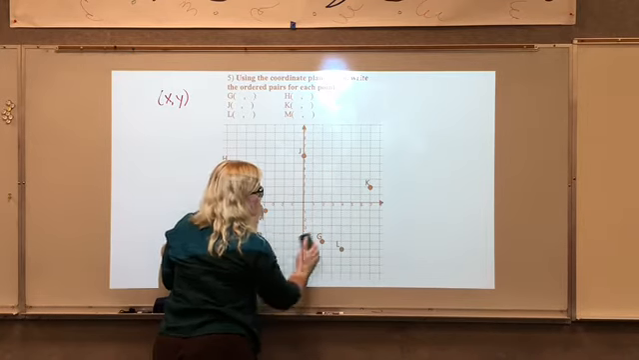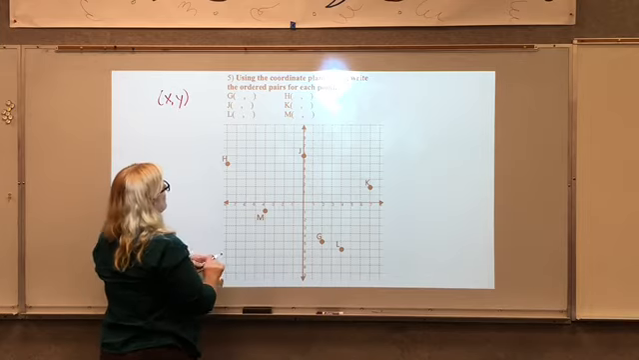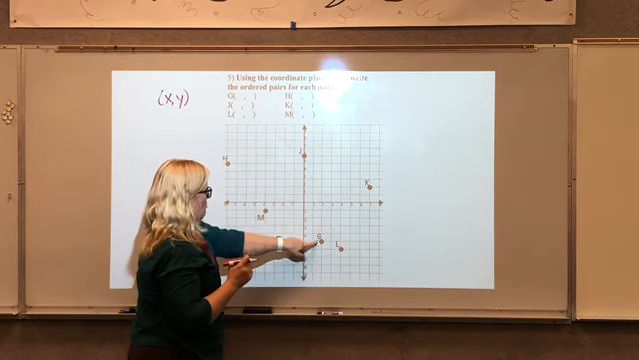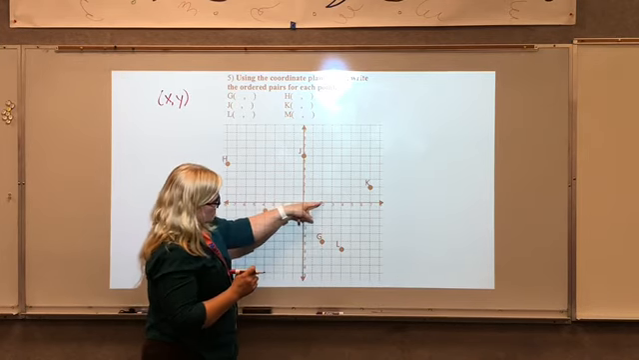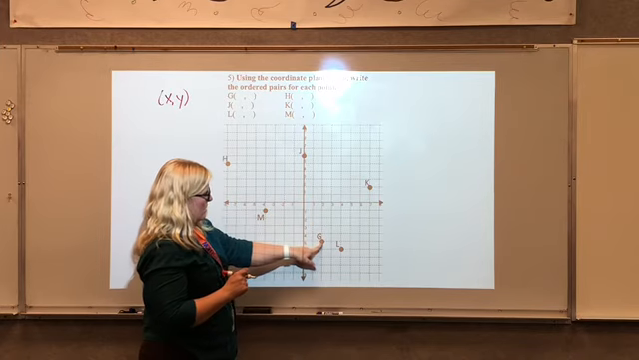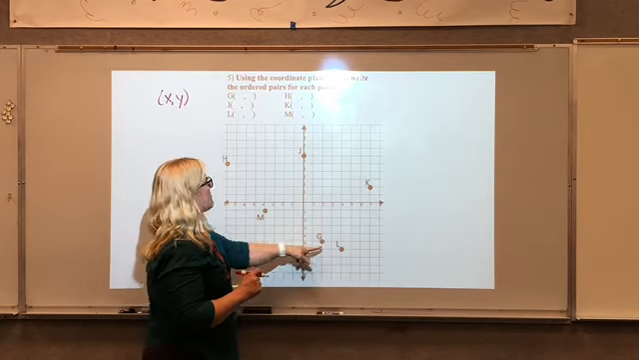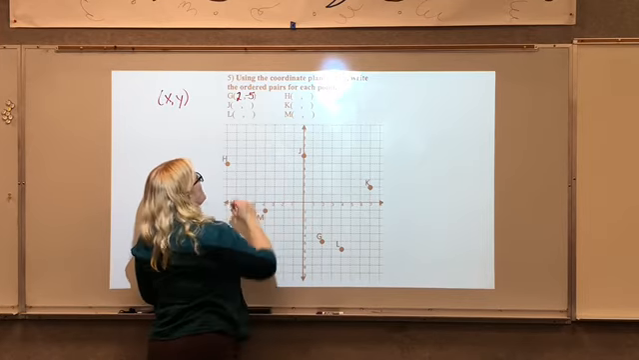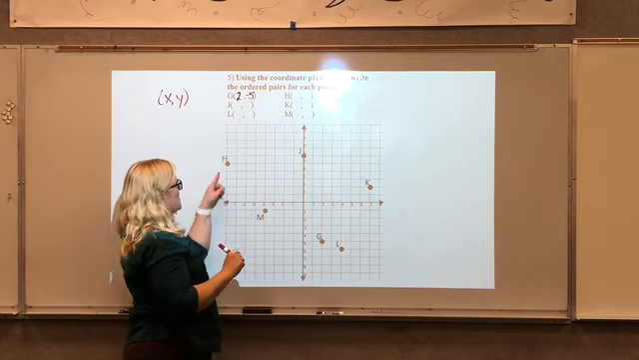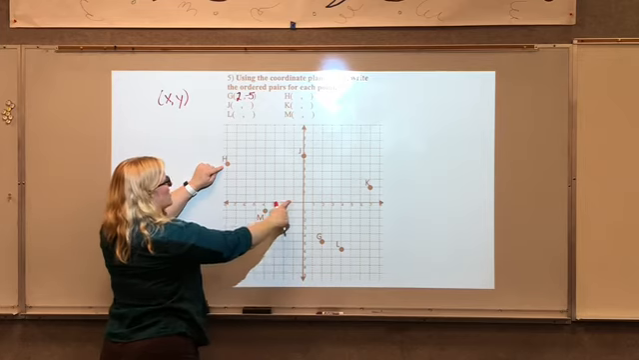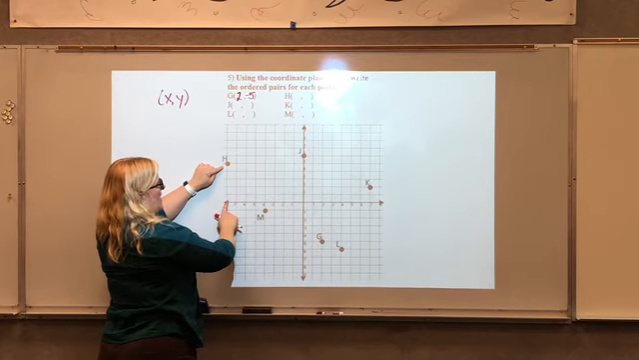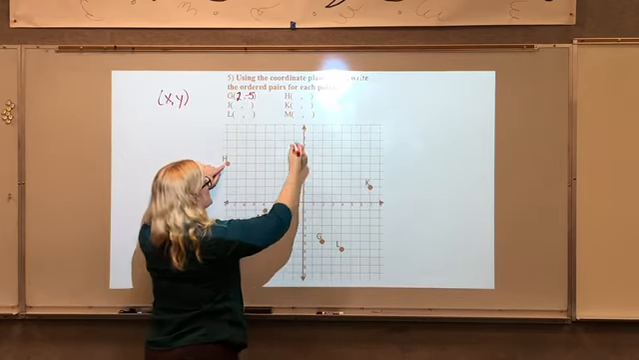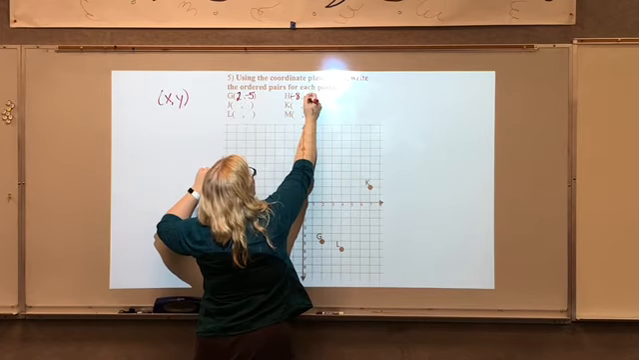Now we have a graph, and we need to say where the points are. So G, right here, our x goes to 2, and our y goes down to -5. So we've got 2, -5. H, x goes clear out here to -8 and goes up to 5. So this is -8, 5.